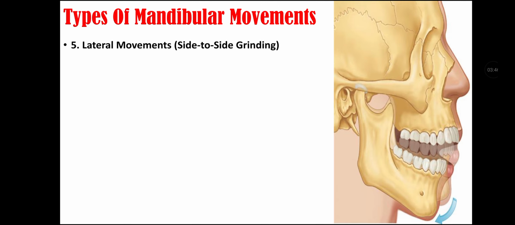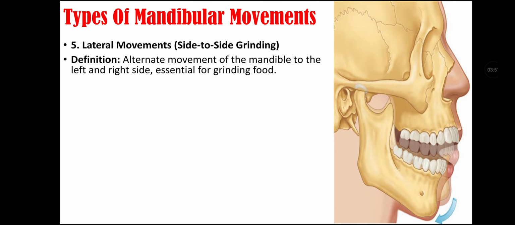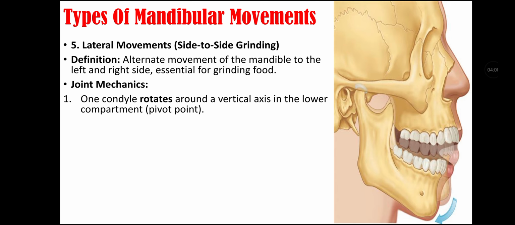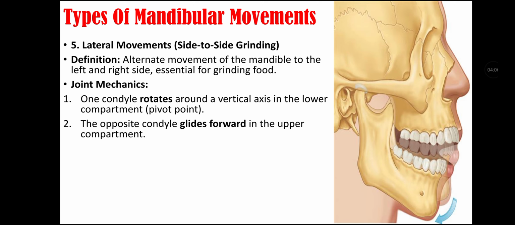Further movement include lateral movements that are also called side-to-side grinding movements of the mandible. It is alternate movement of mandible to the left and right side that is essential for grinding food. Joint mechanics in this include one condyle that rotates around a vertical axis in the lower compartment, and the opposite condyle that glides forward in the upper compartment, and this movement continues one by one.